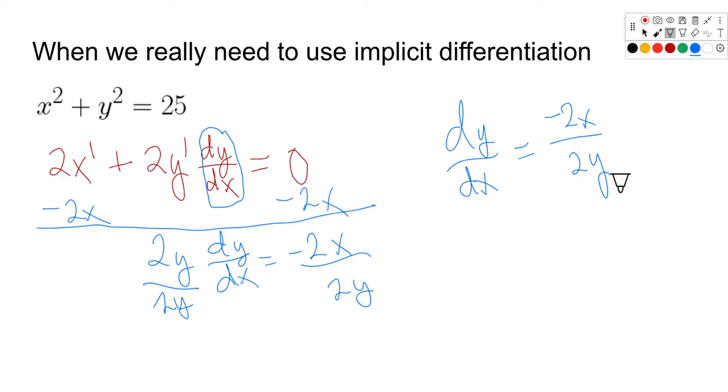I think on this, a lot of them, they will ask you to find the implicit derivative, but oftentimes they will also ask you to find what is the derivative at a particular point on the graph.